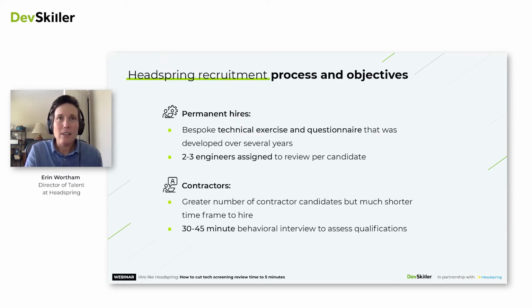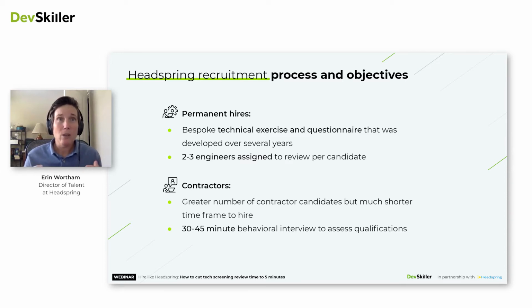So let's get started and take a deeper dive into the recruiting process. We're always on the hunt to find great software developers, whether that's in a permanent full-time role or a contractor. For full-time and permanent hires, we leverage a bespoke technical exercise, and that helps us understand how well individuals read code, how well they code and deliver on requirements, how well they interpret the requirements, and to what degree the solution meets the needs of those requirements.